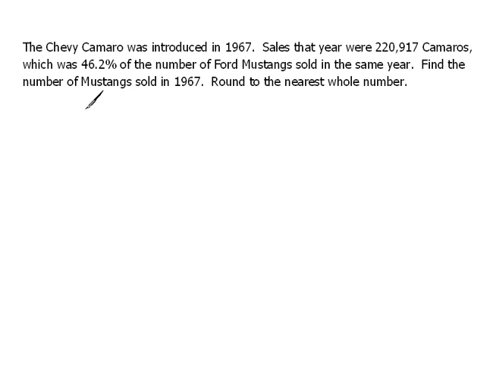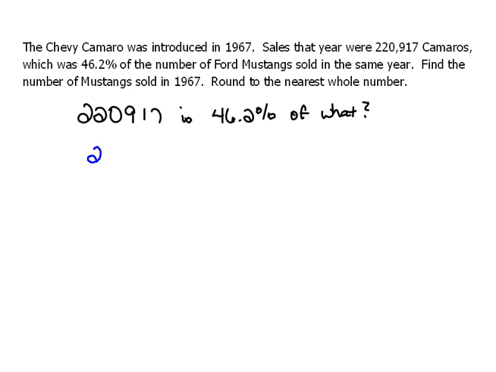So we need, again, to translate. This is what they're asking us. 220,917 is 46.2% of what? And now we can translate. 220,917 is 0.462, because we changed that over to the decimal, of, this multiply, what?